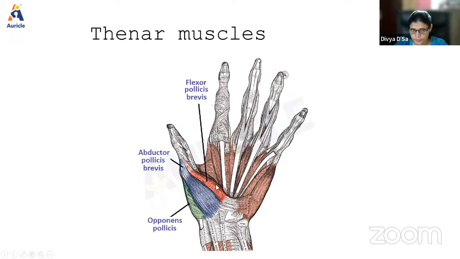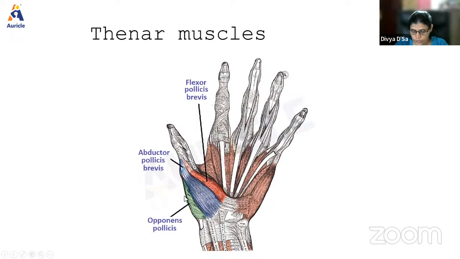Flexor pollicis brevis has two heads. The superficial head is from the distal border of the flexor retinaculum. The deep head comes from the trapezoid and the capitate bone. It is also inserted on the lateral side of the base of the proximal phalanx of the thumb.